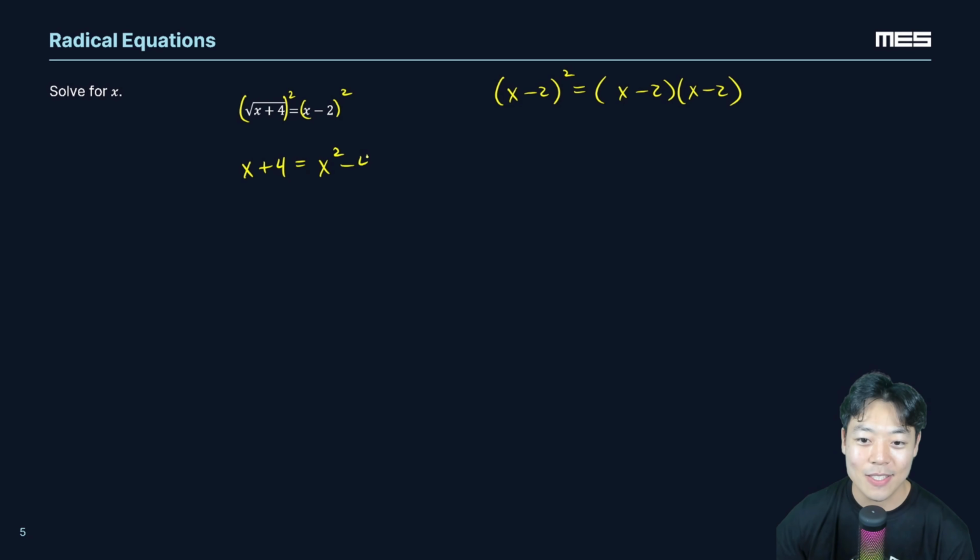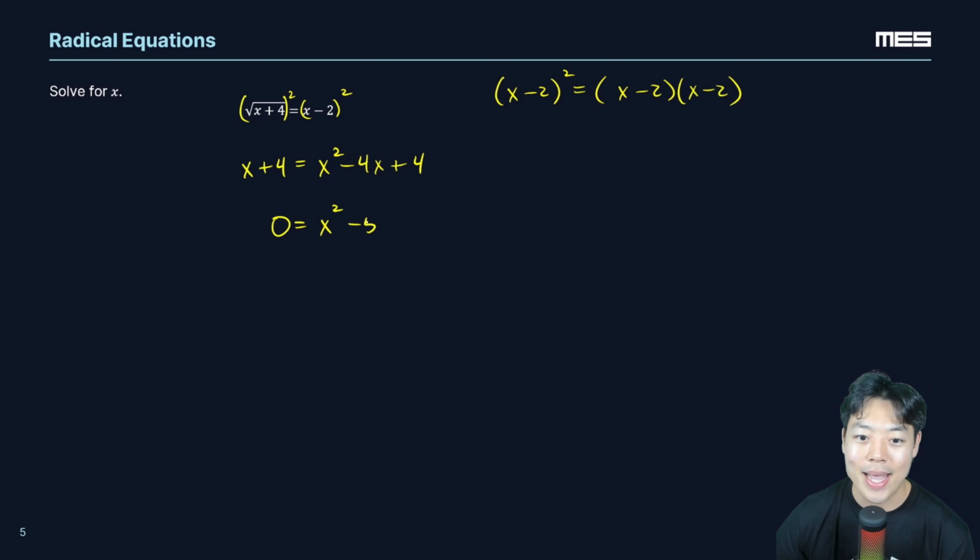x squared minus 4x plus 4. A lot of you would probably write x squared plus 4 straight from this, or even x squared minus 4. You cannot forget that middle term. Now, since this is a quadratic equation, let's move everything to one side. And since our leading coefficient is positive on the right side of the equality, I'm going to leave everything on the right side of the equality.